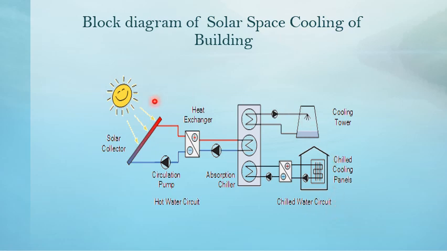Therefore, by knowing this block diagram, we can see that the hot water circuit and chilled water circuit will produce hot water and chilled water respectively with the help of the absorption chiller. The absorption chiller is the main block which is used for producing the hot and chilled water.